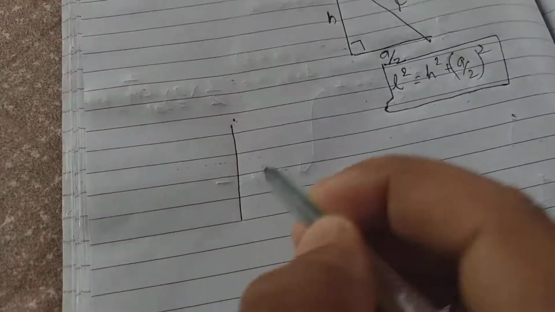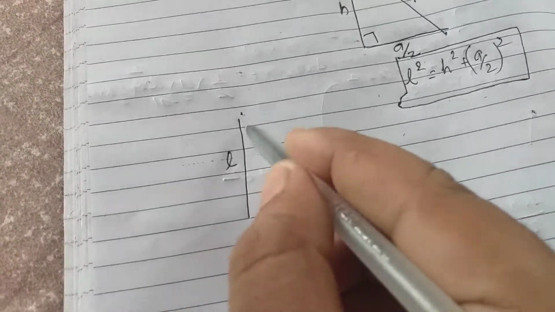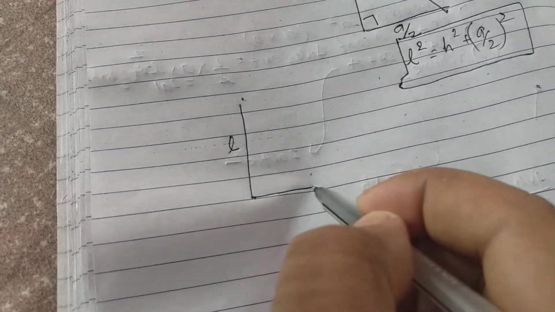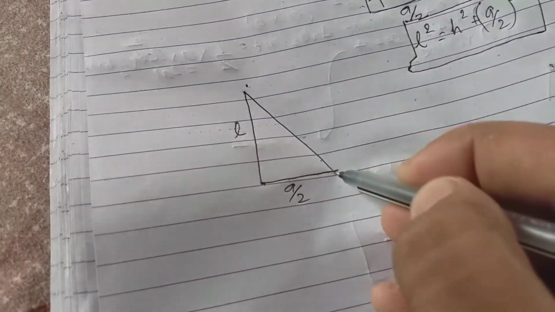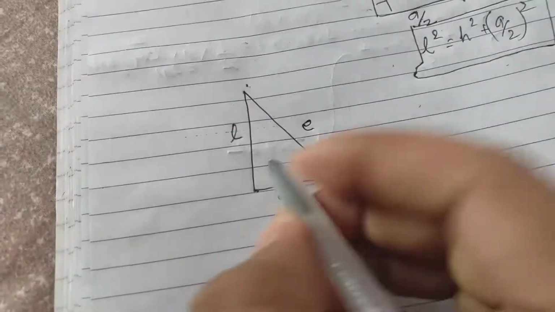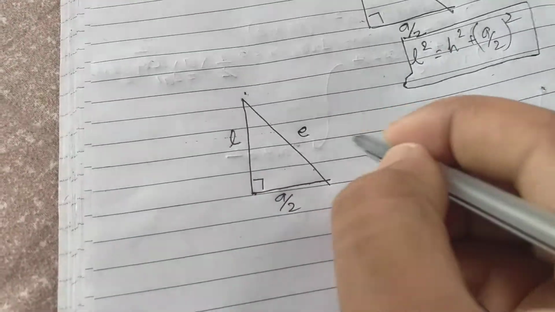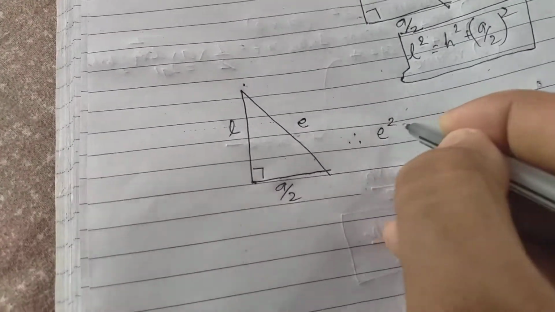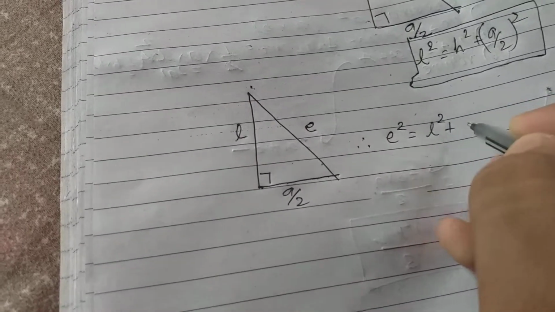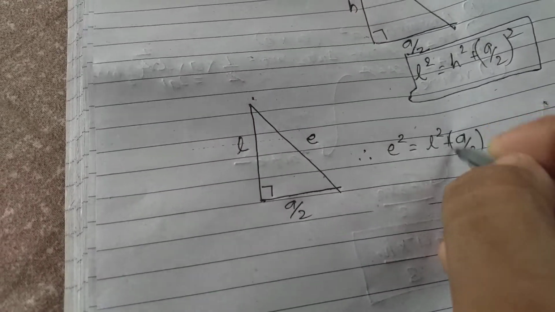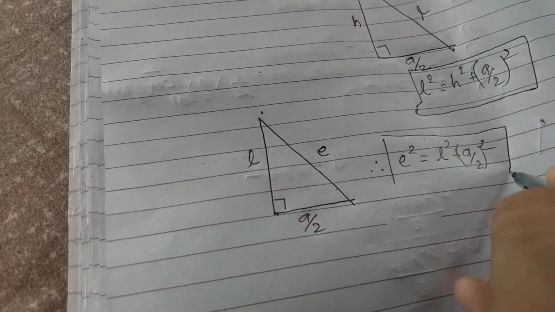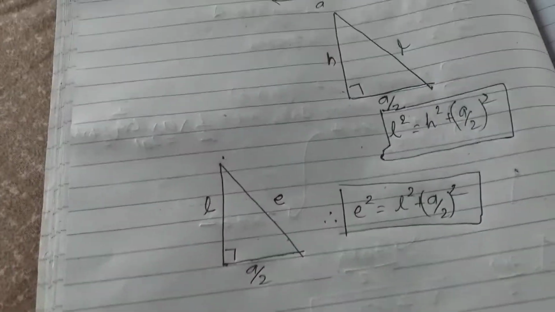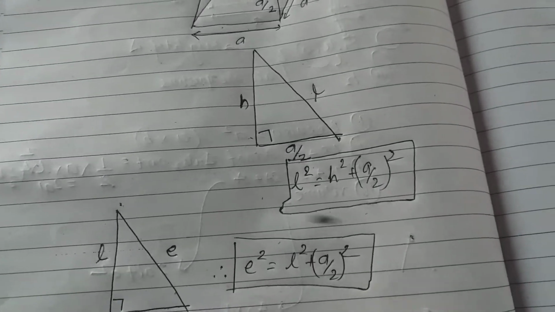Okay, let us see another figure. This one has the height of the triangle L, then there was A by 2, that is half of the side, and this is the edge length E. In between there is 90 degree. So again we can see E square is equal to L square plus A by 2 whole square. This should also be cared. Very important relations I have discussed over here, very important.